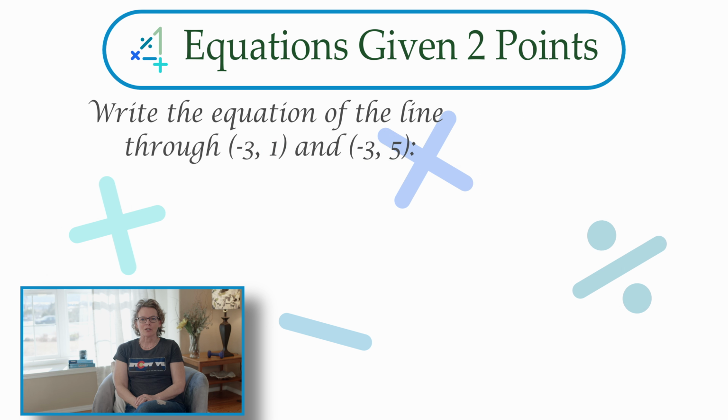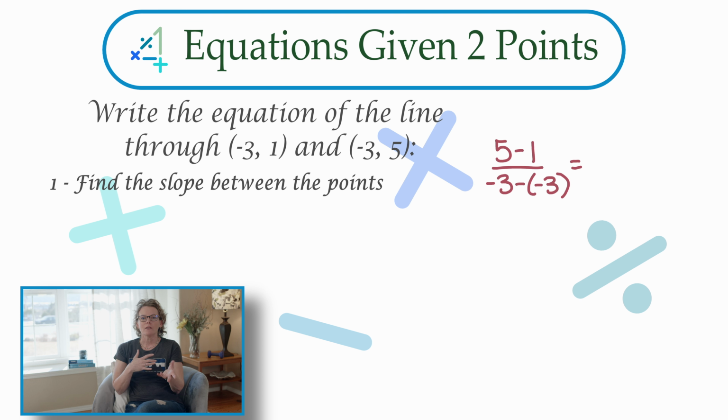Here's the second special case. Find the equation of the line between -3, 1 and -3, 5. Assuming that we don't notice that it's special, we'll start by finding the slope. 5 minus 1 over -3 minus -3. 4 over 0. Augh, augh!